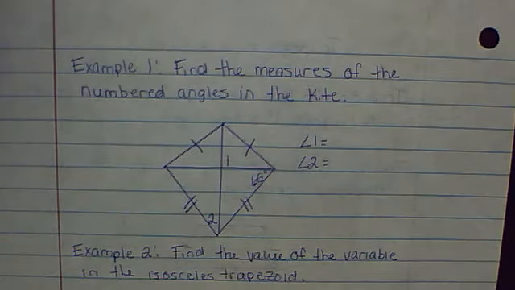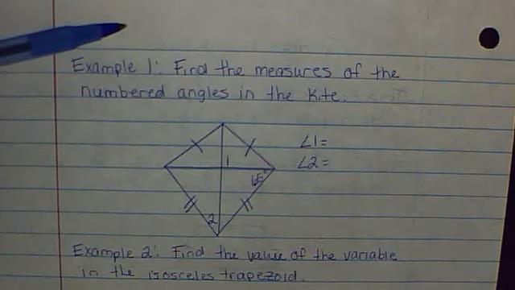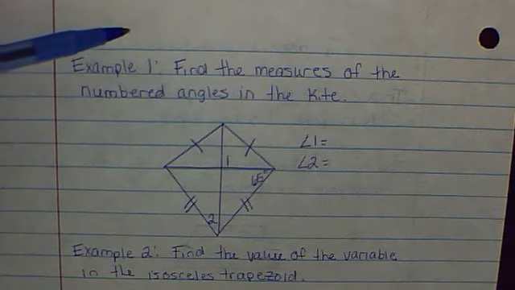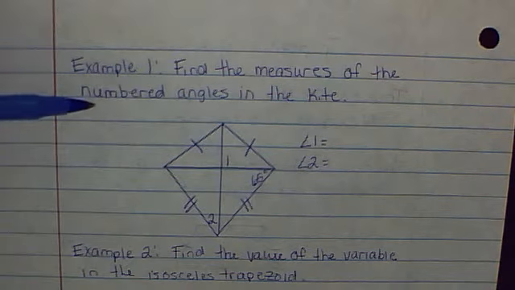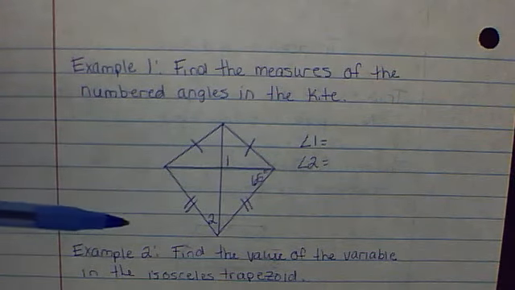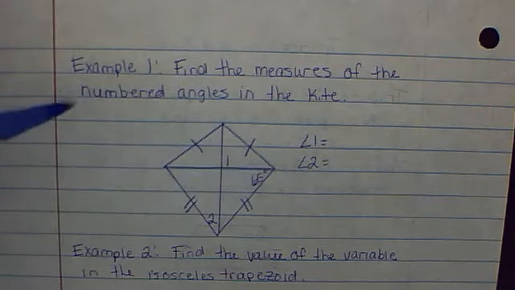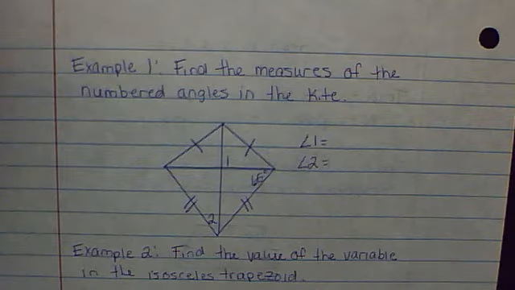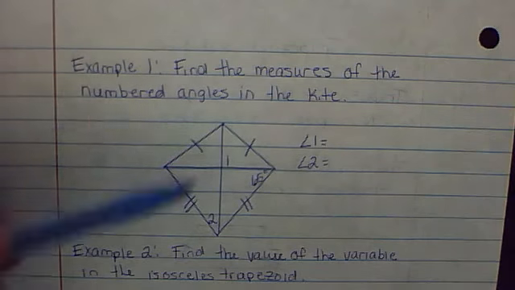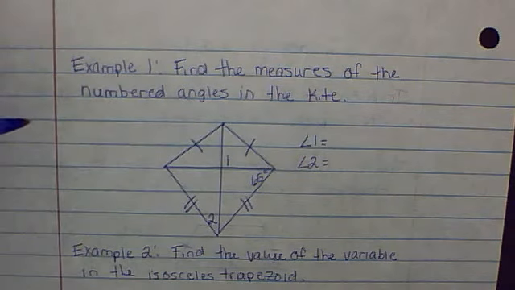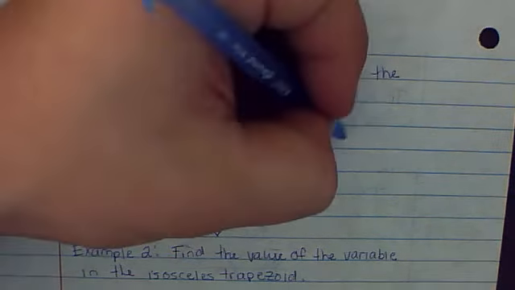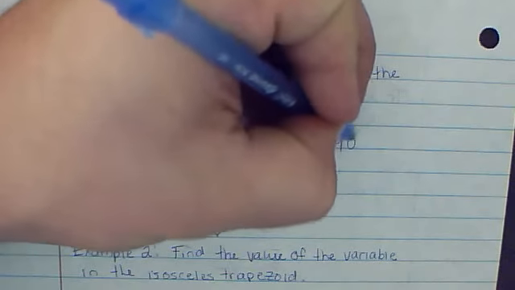Example 1 asked me to find the measures of the numbered angles within the kites. This kite has been given to me with the measurement of angle 1, the measurement of angle 2, and 65 degrees. Now, since we know that these diagonals are perpendicular to one another, I can state that inside of this kite, angle 1 would be 90 degrees.